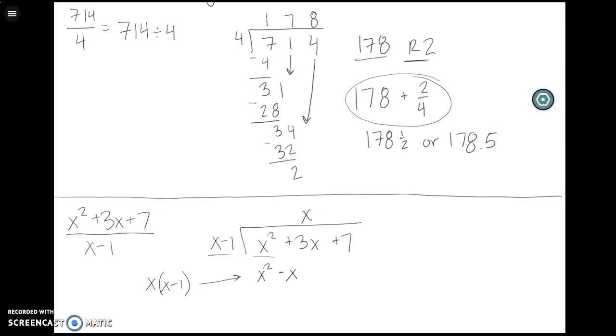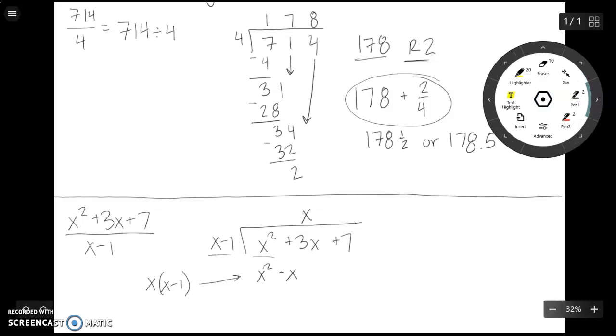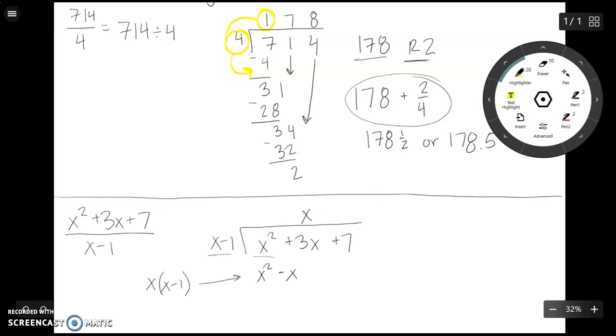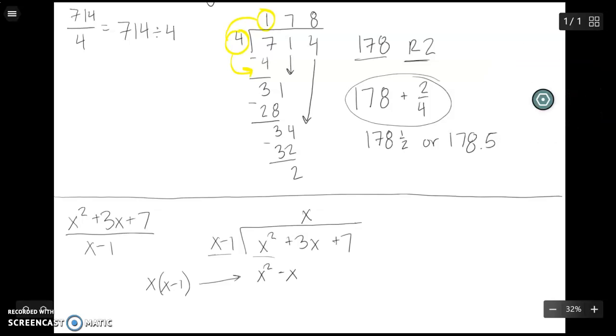Let me put on my highlighter so you guys can actually follow what I'm saying. Just like how up here we took this 1, multiplied it by the 4, and then put that 4 right there. Okay. The next step is subtracting, just like we did above.